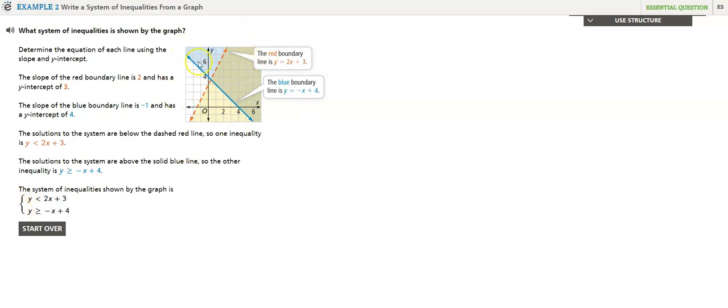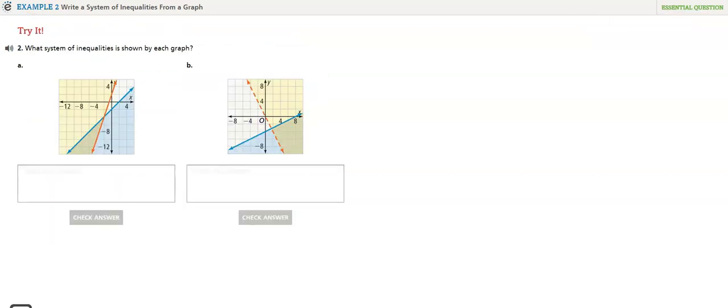So the answer to this graph would be both of these inequalities. All right, so now it's your turn. Can you go ahead and write the equation or inequality for each of these lines with the proper shading placed, and write them in your student companion for both A and B, and we will check them next time I see you.